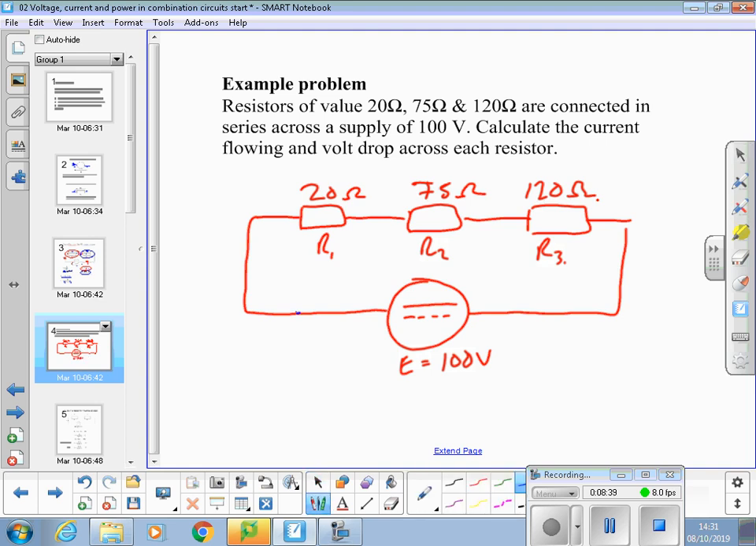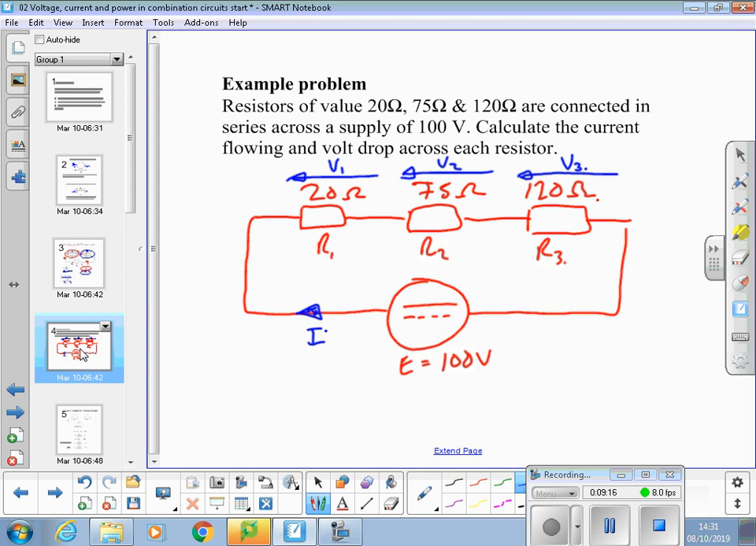So we're going to apply Ohm's law, and volt drop across each resistor. Which way are my arrows going to point on the top line there across each of those resistors? To the left. Okay. Call that V1, V2 and V3. So we're going to calculate those values in blue.